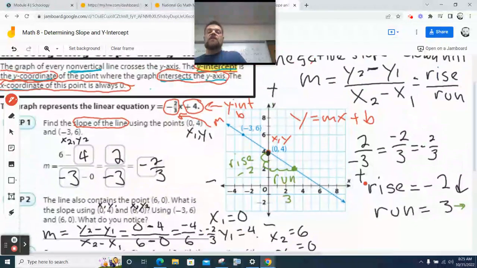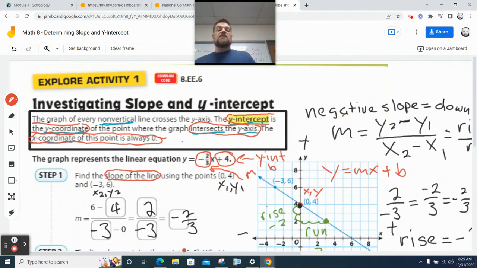Can I scroll up? Let's read this together and see if it makes more sense. It says the graph of every non-vertical line crosses the y-axis. The y-intercept is the y-coordinate of the point where the graph intersects the y-axis. The x-coordinate of this point is always 0. What did we just do? We found the slope, but we also found out that when you plug in 0 for x, the y-intercept is 4. In other words, when I plug 0 into the equation, I'm going to get 4, and that occurs right here at the y-intercept. Does that make sense?